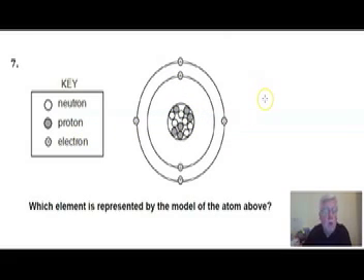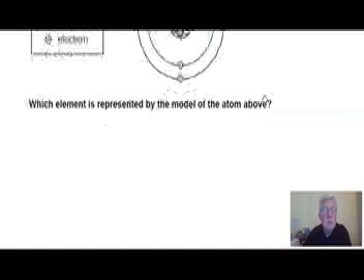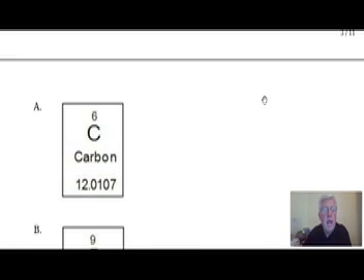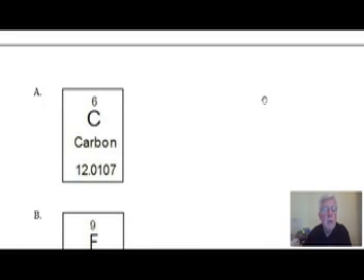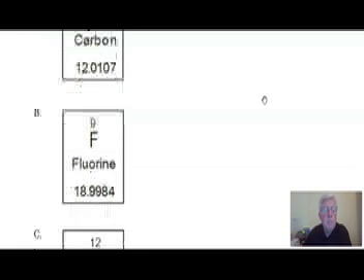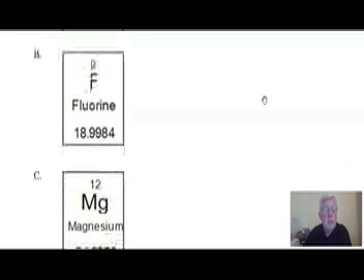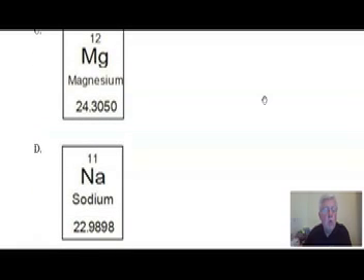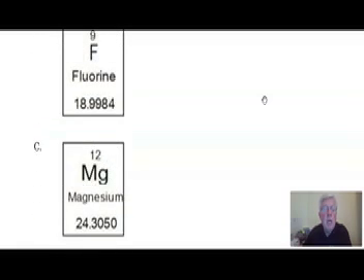Which element is represented by the model of the atom above? Which element has an atomic number of 6 because it has 6 protons? Is it A, carbon, with an atomic number of 6? B, fluorine, with an atomic number of 9? C, magnesium, with an atomic number of 12? Or D, sodium, with an atomic number of 11? Now, let me go back again just to check. I'm checking my work.